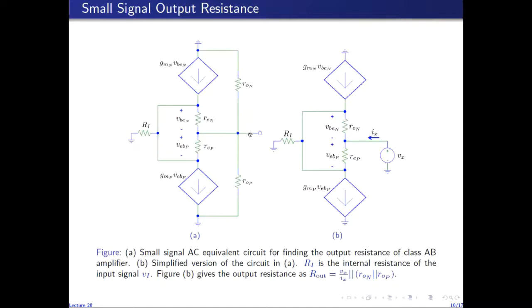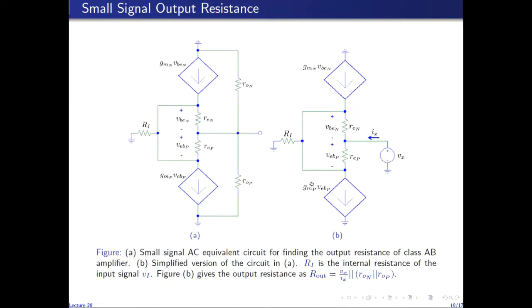RI denotes here the internal resistance of the source VI. Also please note that I have replaced the transistor QN and the transistor QP with the small signal T models. So this is the small signal T model for QN, and this is the small signal T model for QP. I wish to find the resistance between this node and ground, looking into this node. I can simplify this computation by observing that R0N and R0P are in parallel, and they appear between this node and ground. So I can remove these resistances, and find the resistance between this node and ground.